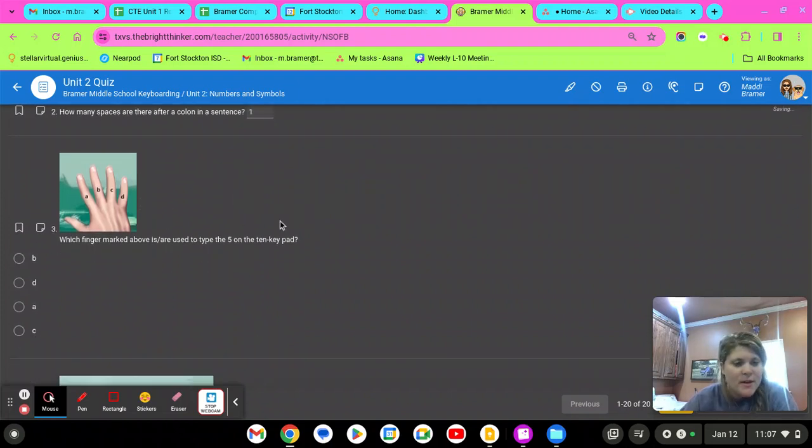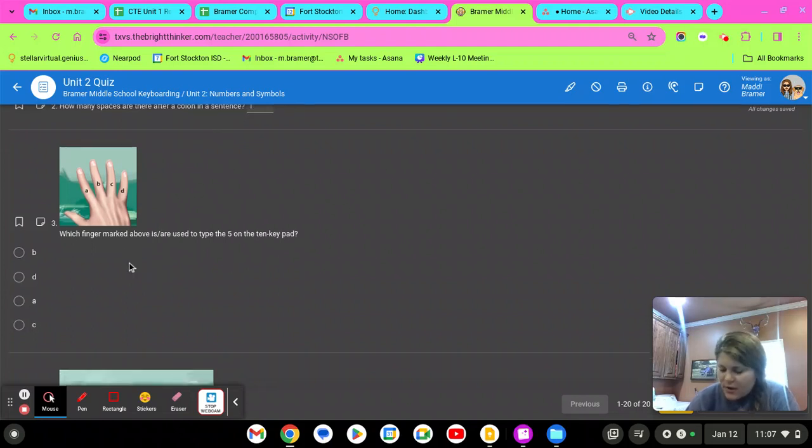All right, which finger is used to type the 5 on the 10 keypad? So you're going to do your numbers again, put your fingers on here to guide. I've got 4, 5, and 6 on here. I'm looking to type the 5. Well, that's my middle finger. It rests there. So that's the B, right?